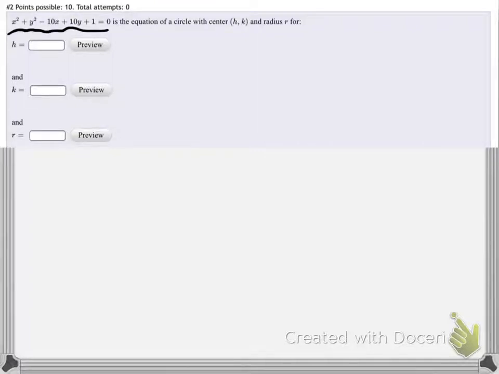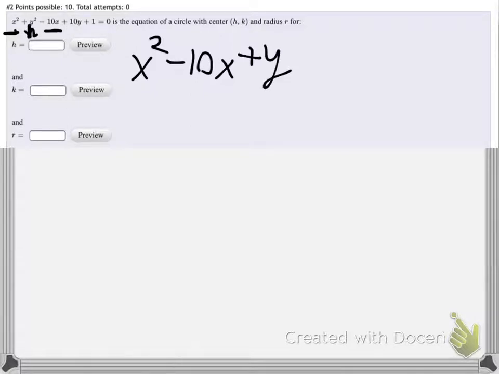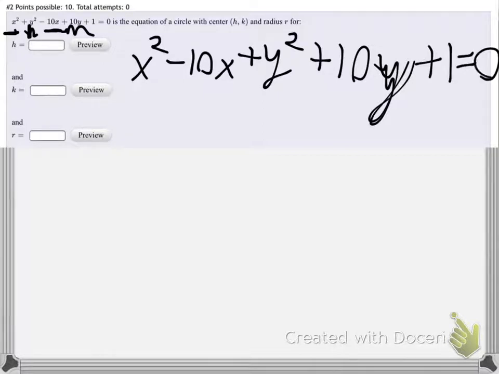If I were to take this, it seems like I got x squared and regular x's here. We'll put the x's together first. So we got x squared and then a minus 10x. And then we got the y terms: a y squared and a plus 10y. And then, what else is there? Plus 1 equals 0.